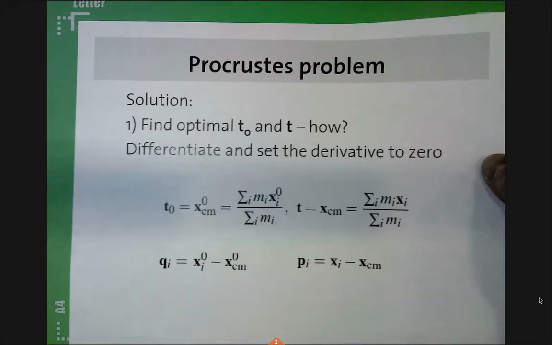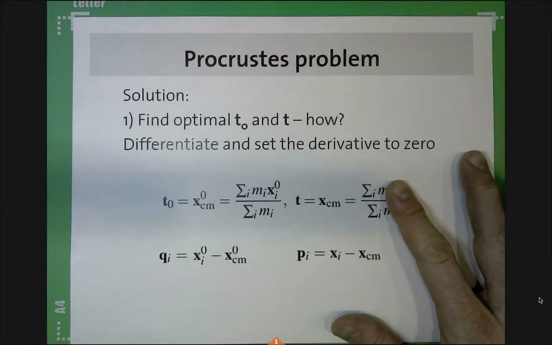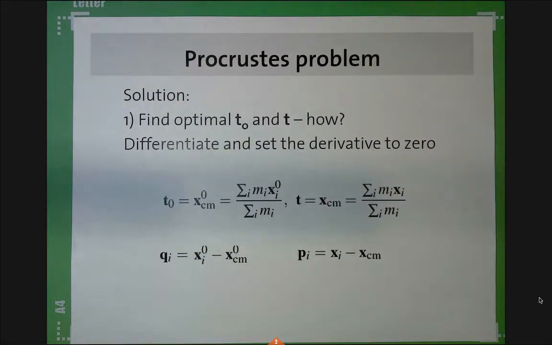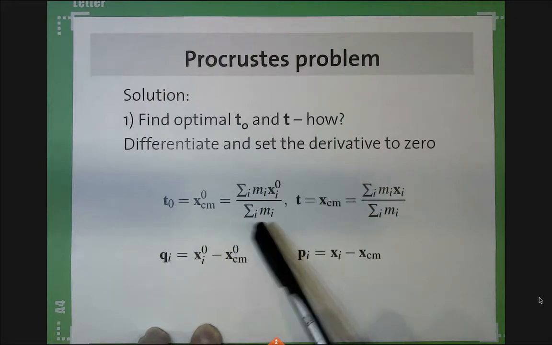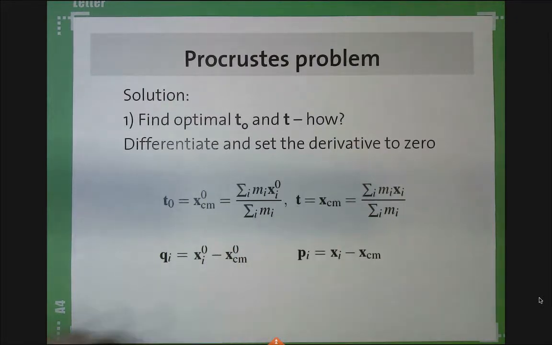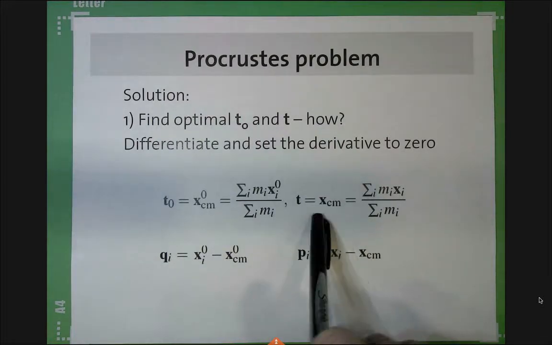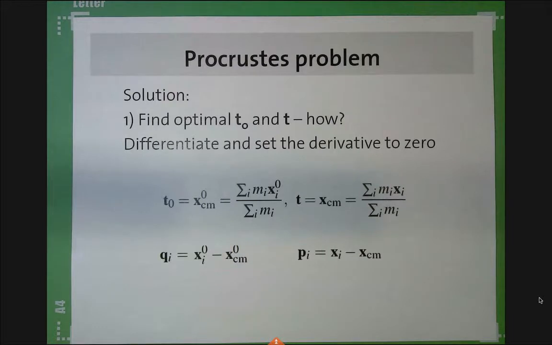And this is the result summarized on this slide here. So this x0cm means the center of mass, and it's exactly the expression I have just derived. As I said, it's derived by taking the derivative with respect to t0 and t. Really only one of them matters, because the other one is just a linear combination of the other one. And the x center of mass is the center of mass of those axes.